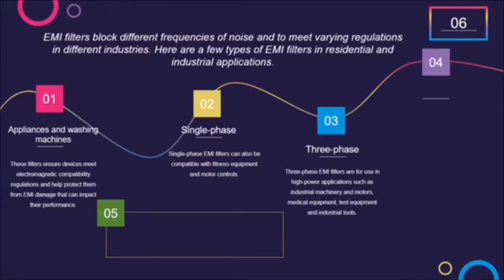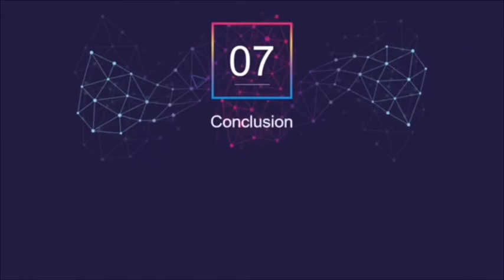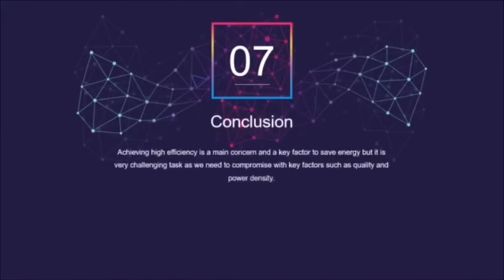Number 3, three-phase. Three-phase EMI filters are for use in high power applications such as industrial machinery and motors, medical equipment, test equipment, and industrial tools. Number 4, military. These reliable EMI filters protect against damage to aerospace and military communication systems for secure operation. Lastly, medical-grade EMI filters meet current requirements for medical applications and protect sensitive medical equipment from damage.